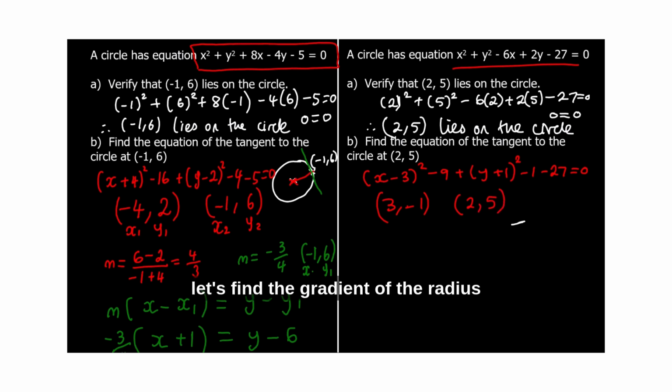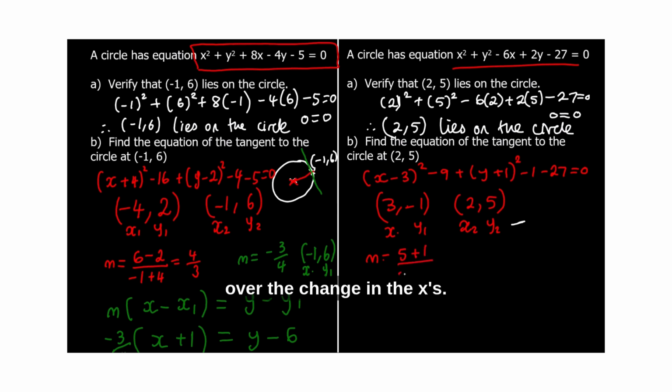So let's find the gradient of the radius first. So x1, y1, x2, y2. The gradient is the change in the y's, 5 minus minus 1, over the change in the x's, 2 minus 3. So that's 6 over negative 1, negative 6. So the perpendicular gradient is a negative reciprocal, which would be 1/6.